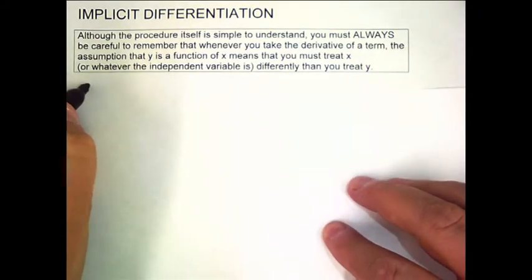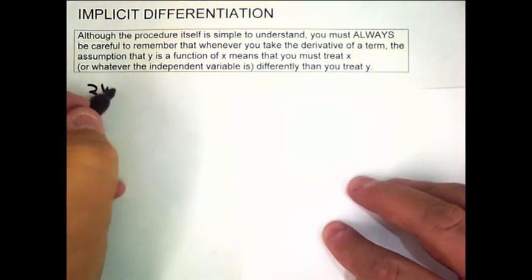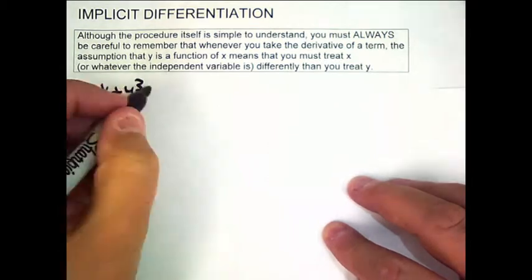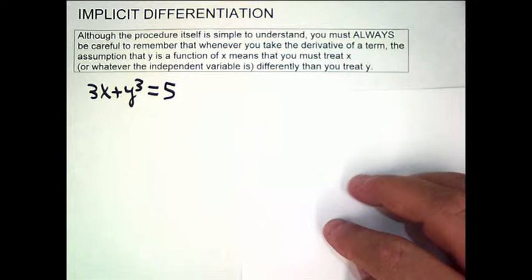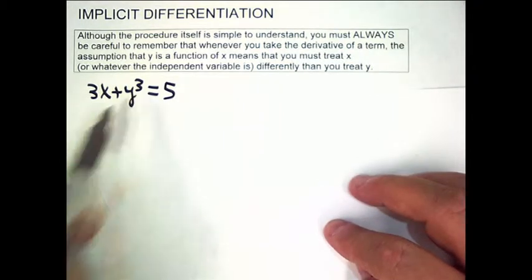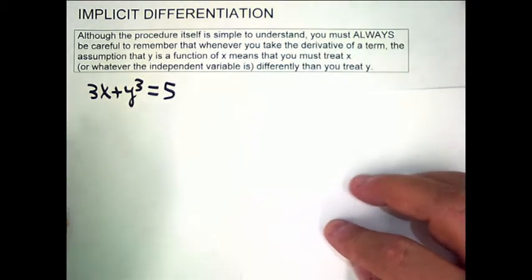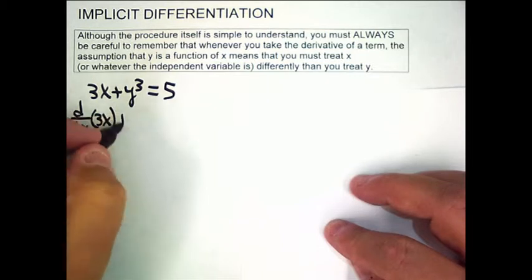Suppose I had 3x plus y cubed equal to 5. Looks pretty similar, but it's more complex because the term involving y is more complex. But the procedure begins just the same. You take the derivative term by term.